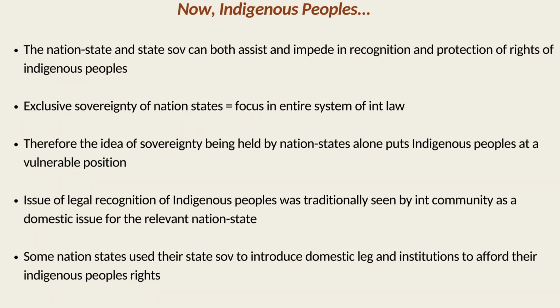Now, Indigenous peoples. The nation state and state sovereignty can both assist and impede the recognition and protection of the rights of Indigenous peoples. Exclusive sovereignty of nation states is the focus of the entire system of international law. Therefore, the idea of sovereignty being held by nation states alone puts Indigenous peoples in a vulnerable position. The issue of legal recognition of Indigenous peoples was traditionally seen by the international community as a domestic issue for the relevant nation state. Some nation states use their state sovereignty to introduce domestic legislation and institutions to afford Indigenous peoples' rights.